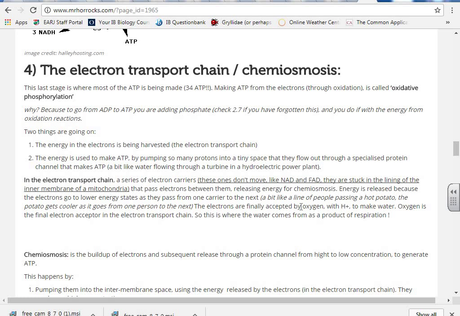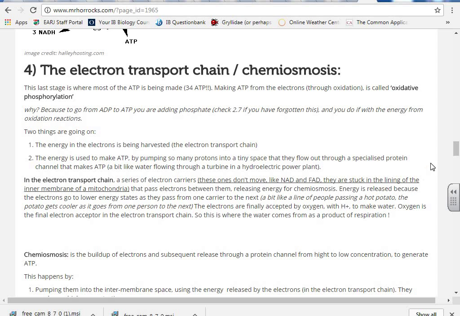And that also combines with protons, H+, because you've got plenty of protons that have been flowing out through the protein channel to cause ADP to turn into ATP, and to make water. So that's why you make water here. And I think this is a point which often comes up in exam questions about respiration. What's the role of oxygen? Oxygen is the final electron acceptor in the electron transport chain. So this is where the water comes from as a product of respiration.